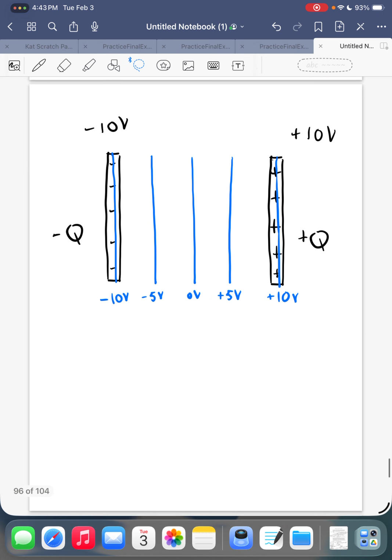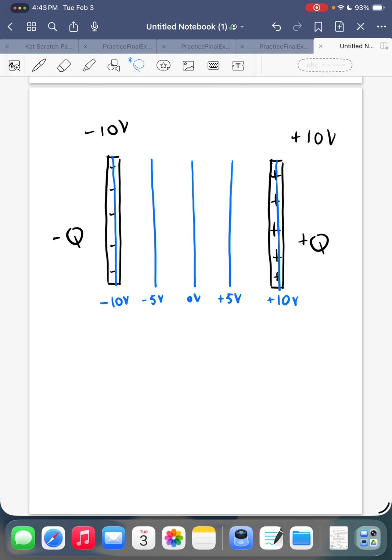And you can also probably tell just by intuition, as we showed earlier, that if this plate is at minus 10 and this one's at positive 10, then it's got to be basically equal intervals of 5 volts as you go across certain fractions of the distance. So that's what it would look like.